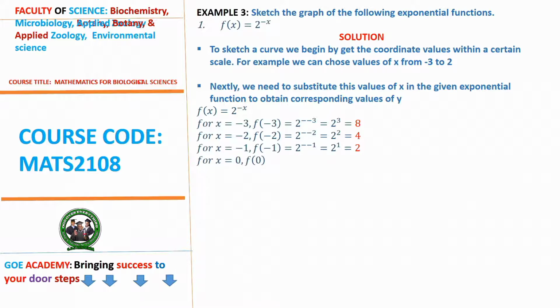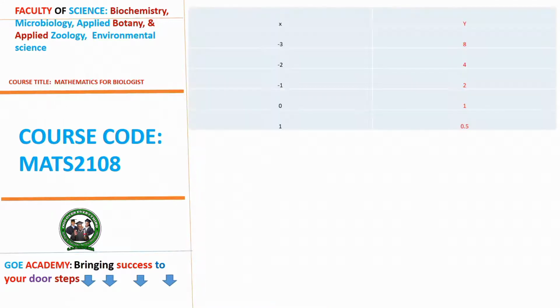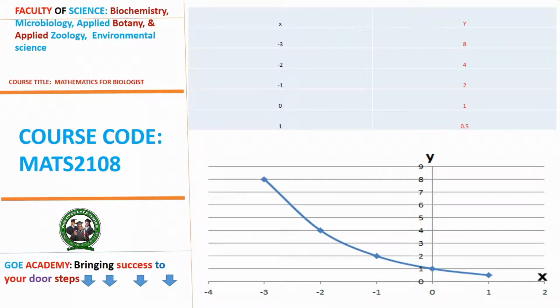So for x equals 0, be careful here. Any number raised to the power 0 always gives us 1, as far as it's 0. Know that there's nothing like -0. So we end up with 1. Good. So we have that, we can represent our data on a table. And we plot. So if you plot that curve correctly, you end up with something like this.